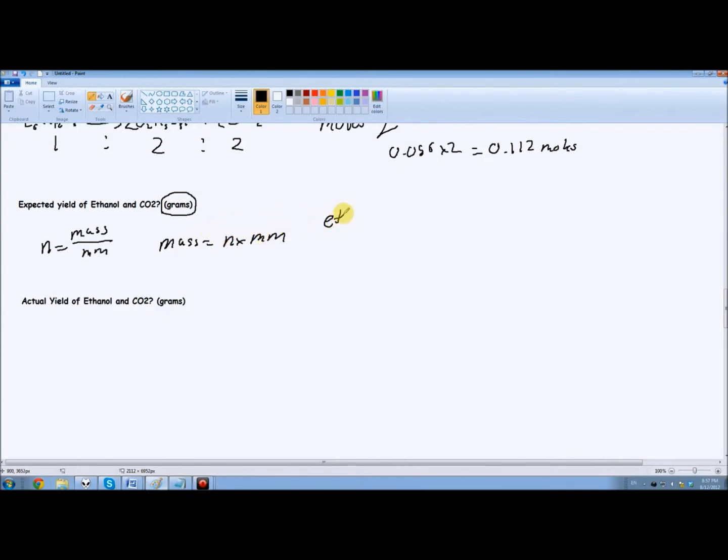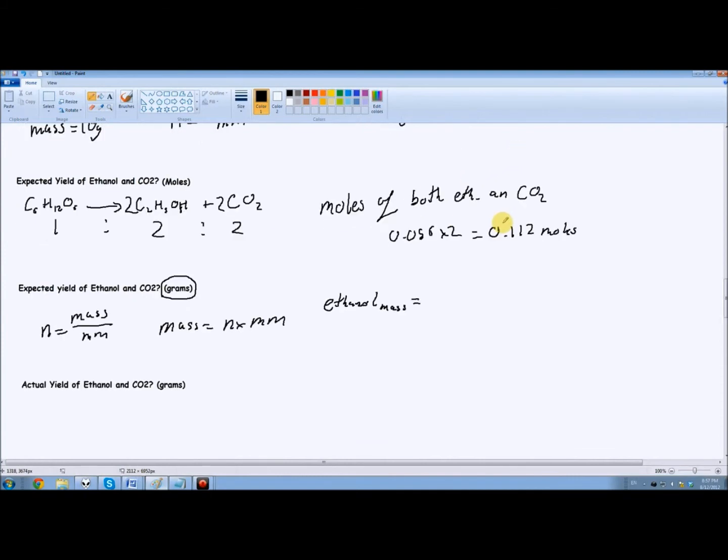So we'll do ethanol first. The mass of ethanol would equal the number of moles of ethanol, which we already found out up in question 2. Question 2 is 0.112. So 0.112, and we want to times that by the molar mass. Now the molar mass for ethanol is 46, I believe. So if we put that in our calculator, 0.112 times 46 equals 5.152 grams. So that is exactly how much ethanol we should get if we ferment all of our glucose.